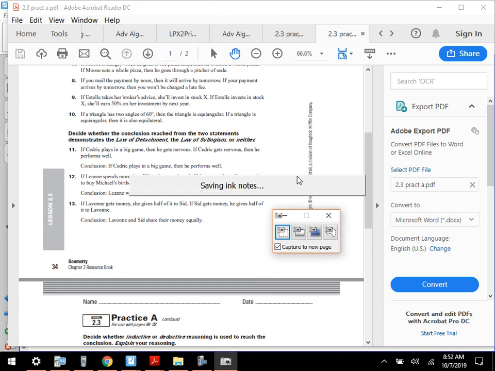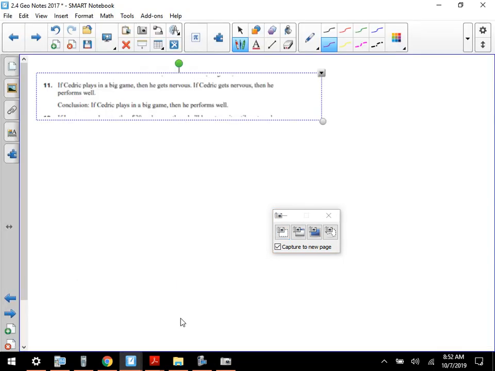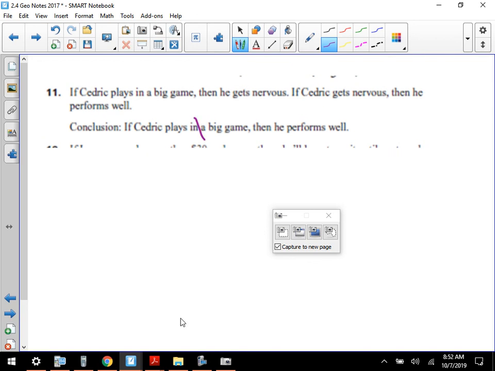Then he gets nervous. If Cedric gets nervous, then he performs well. The conclusion they're saying is, if Cedric plays in a big game, then he performs well. Was that syllogism, detachment, or makes no sense? Syllogism. I knew it because I just said, huh? That's slow. No, don't feel slow.